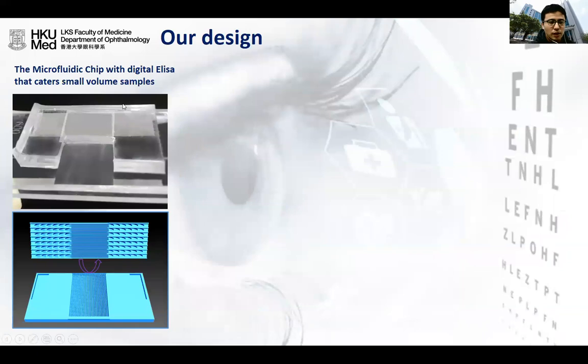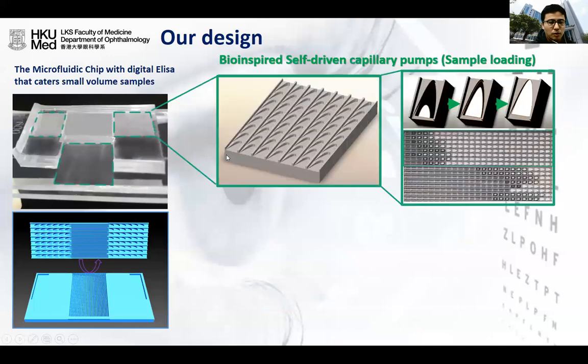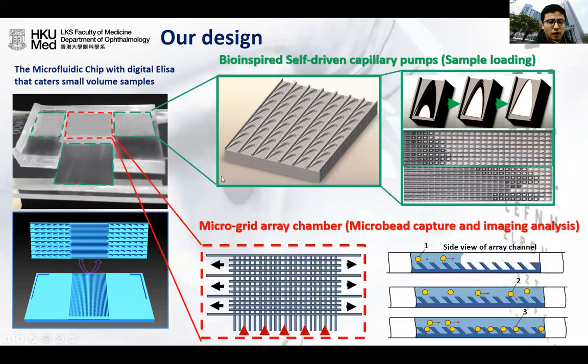Our current two-layer microfluidic device has two major features: the bio-inspired self-driven capillary pumps, which facilitate the quick sample loading, and a high-density microgrid array chamber, which improves the efficiency in capturing microbeads in a denser manner for image analysis. With these features, we can then easily load the prepared samples using a pipette, and the sample will then be automatically infused into the device.